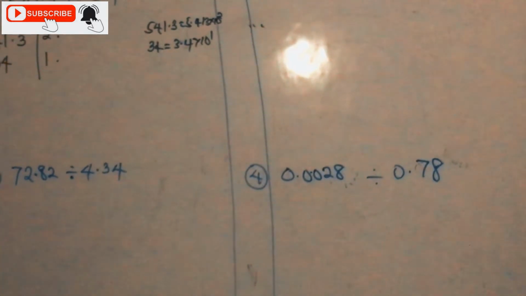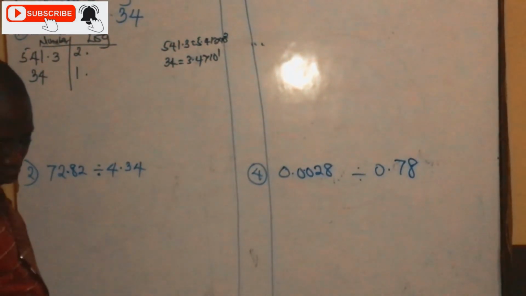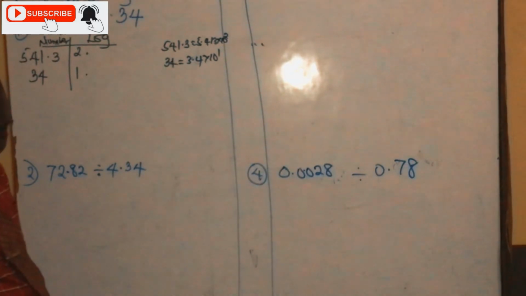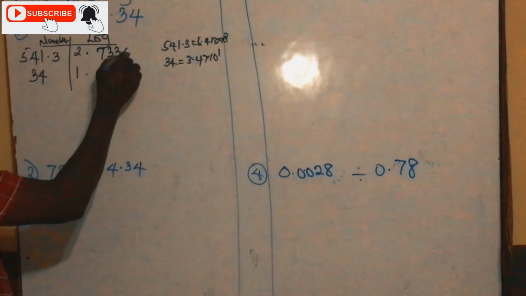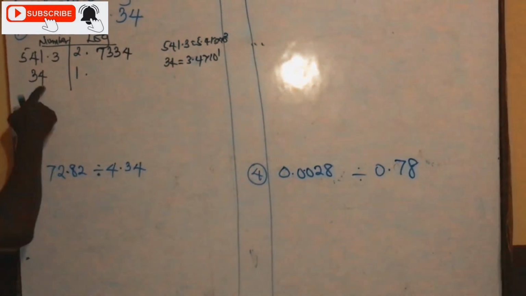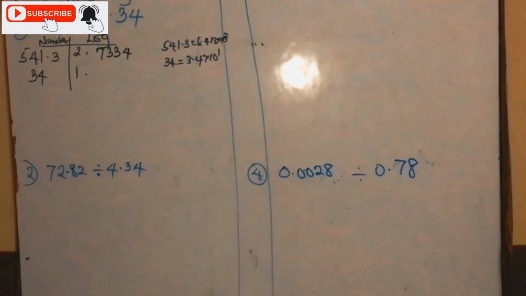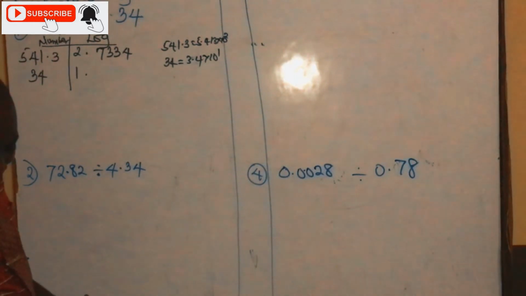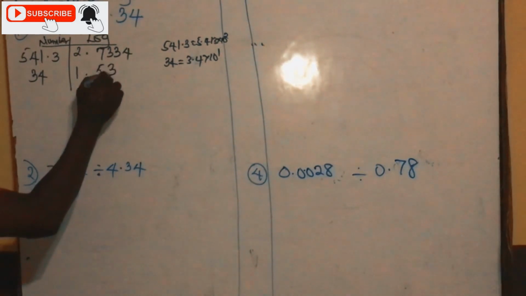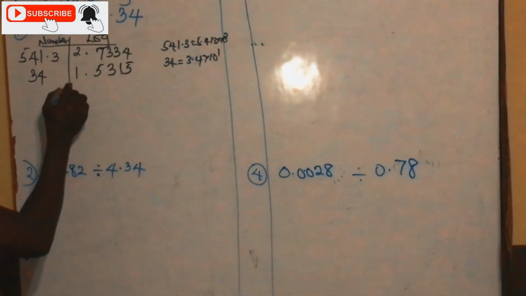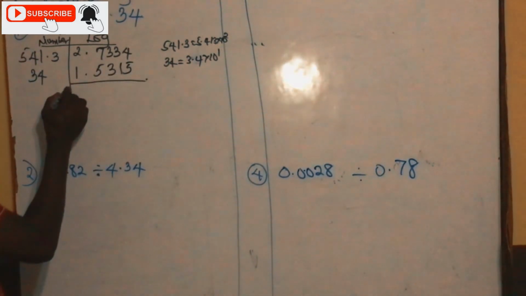7332. Difference of 3 is 2. So we add it together. It will now be 7334. And 34, to check this, we say 34 under 0. 34 under 0 is 5315. 5315. Then we are going to add it together.